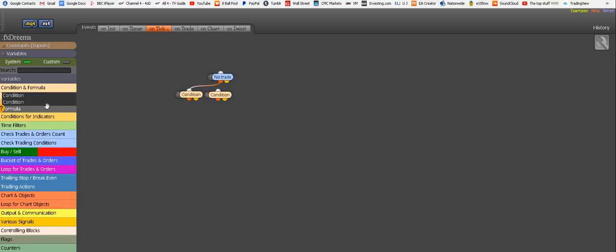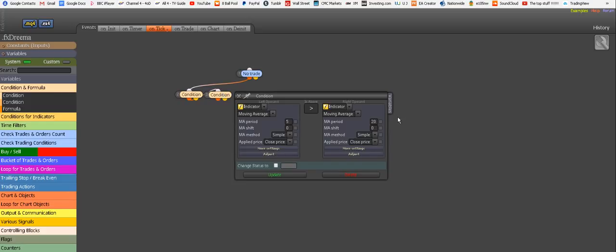Now we need condition number 2. Just drag another condition from there, like we just did, and connect the first condition from this orange button to the top of the second condition, just like so. Now we need to edit the second condition. Double click. The second condition needs to be a candle crossing from below the 500 moving average to above the 500 moving average. And how do we do that? So we need the first candle closing below the 500 moving average and the second candle above. So this is where it gets really complex.